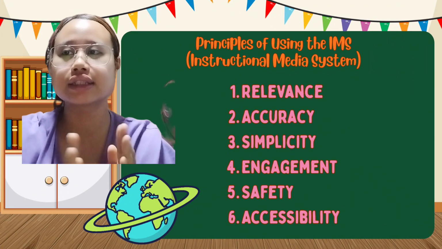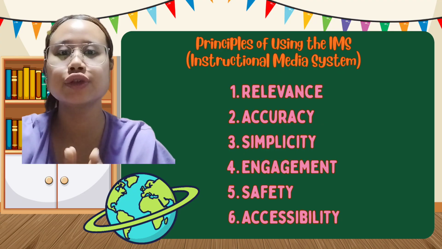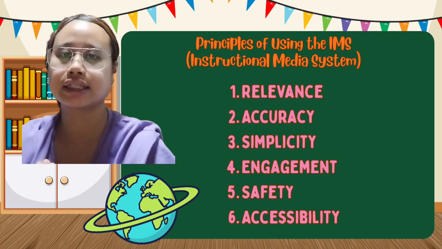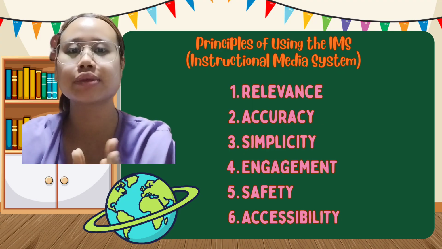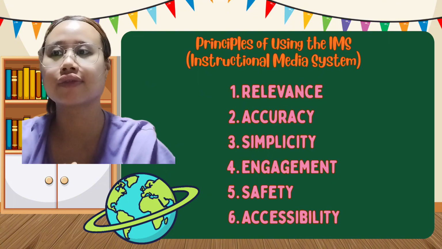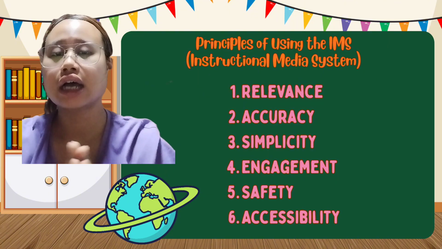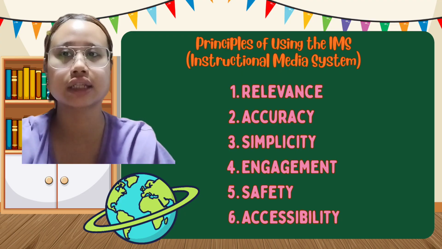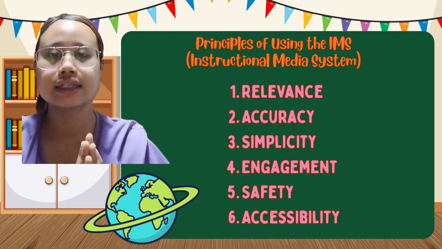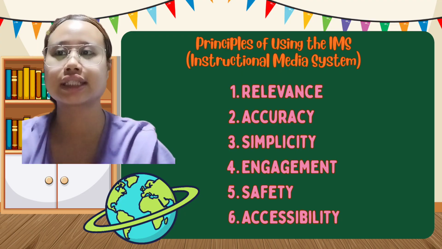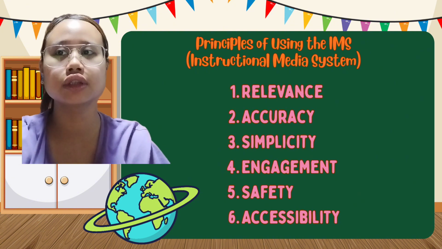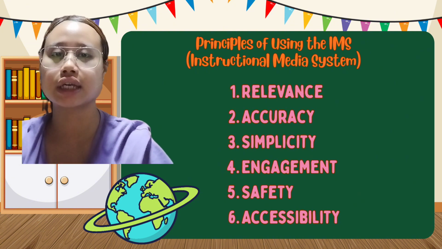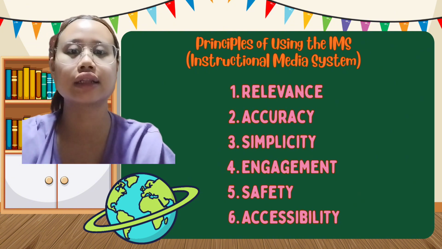So now let's go to the principles of using the IMs. We have 6 principles. First, we have relevance. The object or model must match the lesson's objectives and content. Second is accuracy. The model should represent the real object or concept correctly.